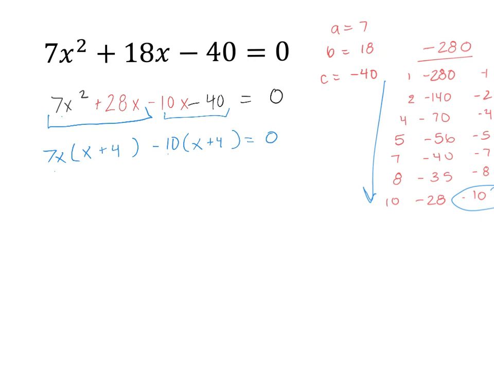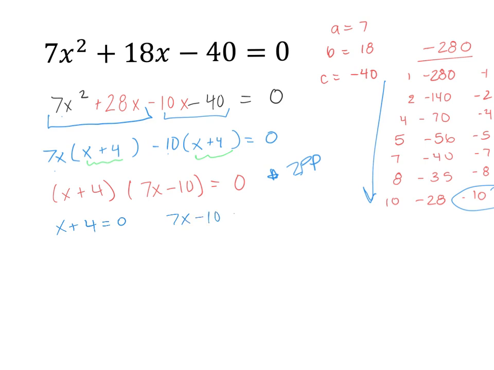Okay? My parentheses match. So I know that I can go ahead and write one set of parentheses as x plus 4 and the other as 7x minus 10. Don't forget to keep it equal to 0. We are at our zero product property. Okay? So when we have zero product property, we can set both of those parentheses equal to 0. So x plus 4 equals 0 and 7x minus 10 equals 0.